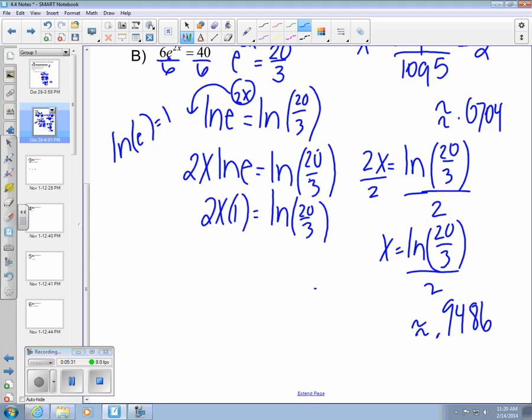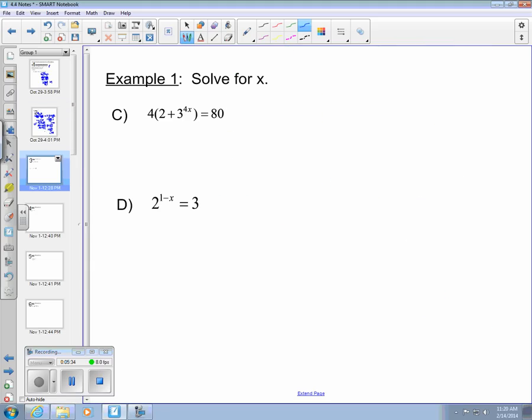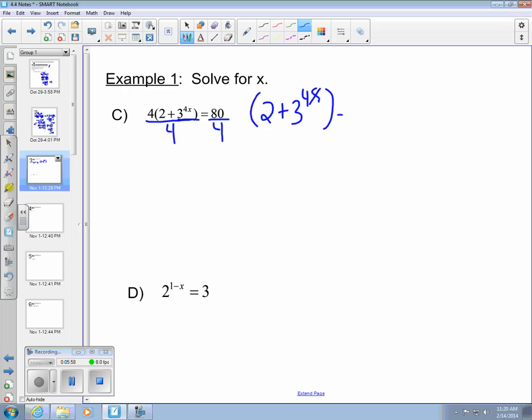All right, so our next example. We're going to solve for x again. Let me just move these down so we have a little bit of room. So we have 4 times 2 plus 3 to the 4x is equal to 80. We need to isolate our exponential expression 3 to the 4x. So the first thing we're going to do is divide both sides by 4. So we're going to have 2 plus 3 to the 4x is equal to 20.